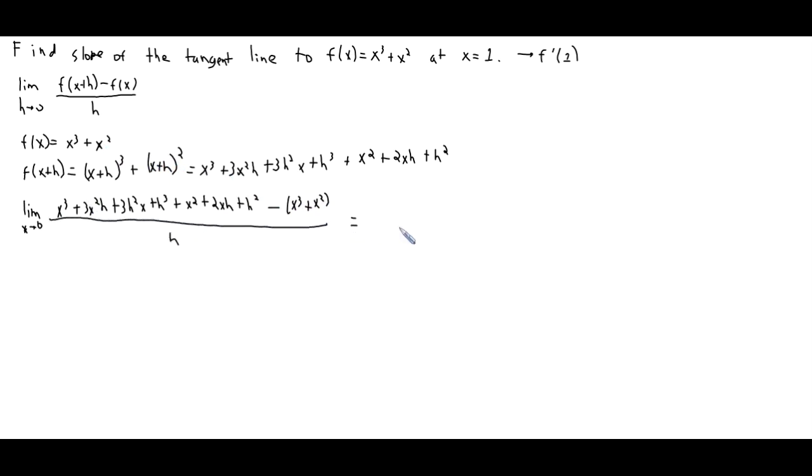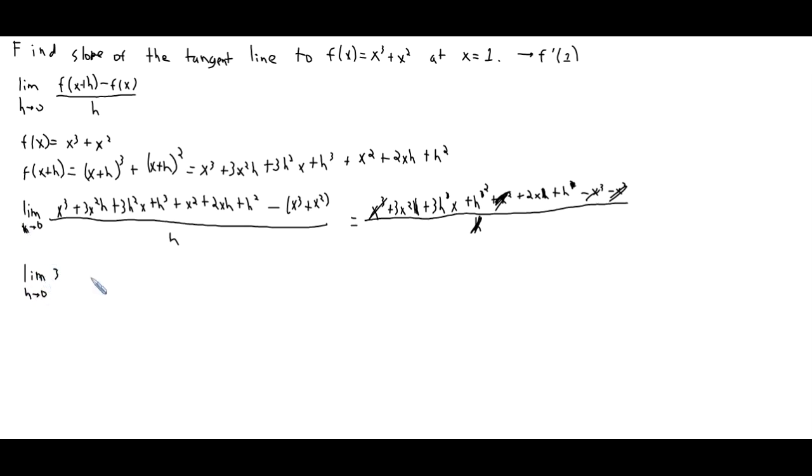So now we simplify a little bit. We have a plus x cubed, and that gets canceled by the negative x cubed, and then we have a plus x squared, and that gets canceled by the negative x squared. Now all of our other terms have an h, so we're dividing by an h, so we cancel out the h in the denominator, and we cancel out the h in all those different places in the numerator. And now we can rewrite this function as the limit as h approaches 0 of 3x squared plus 3hx plus h squared plus 2x plus h.